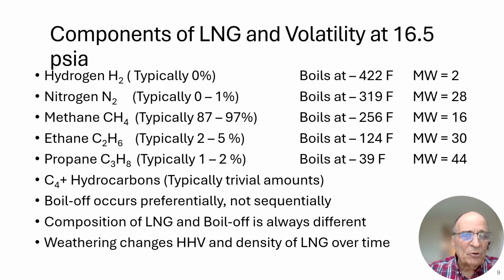Methane, which is the major component of LNG, typically between 87 and 97%, has a boiling point of minus 256 degrees Fahrenheit. Ethane, minus 124 degrees Fahrenheit. Propane, you typically think of propane at minus 44 degrees Fahrenheit, but that's at atmospheric pressure. At this slightly elevated pressure, the boiling point is minus 39. And here are the molecular weights, which we've already spoken about on the earlier slide.